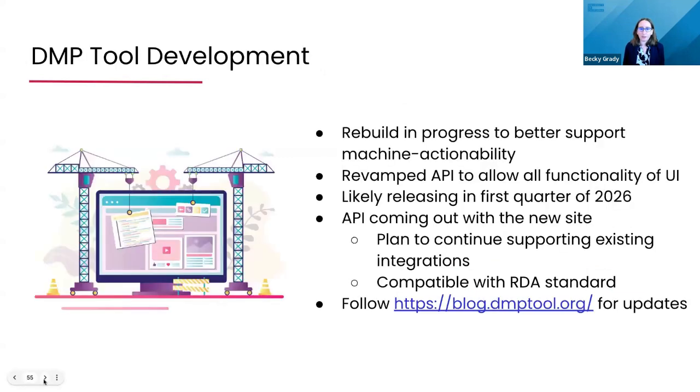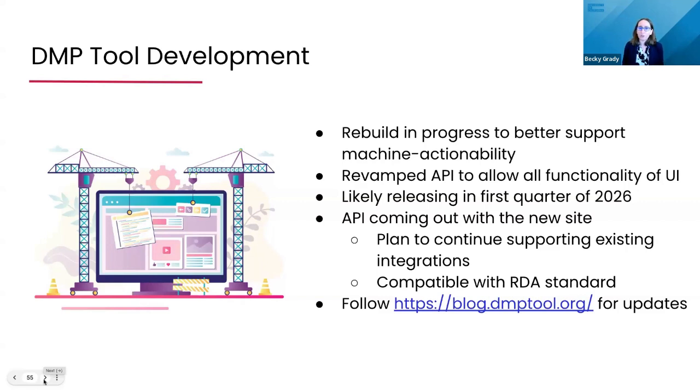On the next slide, another big area is the development of the DMP tool. So as you've heard from all of these webinars in the project, there's a lot of feedback that we've gotten about the API, the tool itself, and a lot of big initiatives that we have for machine actionability in general. So as many of you may know, we are in the process of rebuilding the DMP tool to better support this machine actionability. There's a lot of changes that we have to make to the back end of the site to be able to support all of these features that we want to offer people.